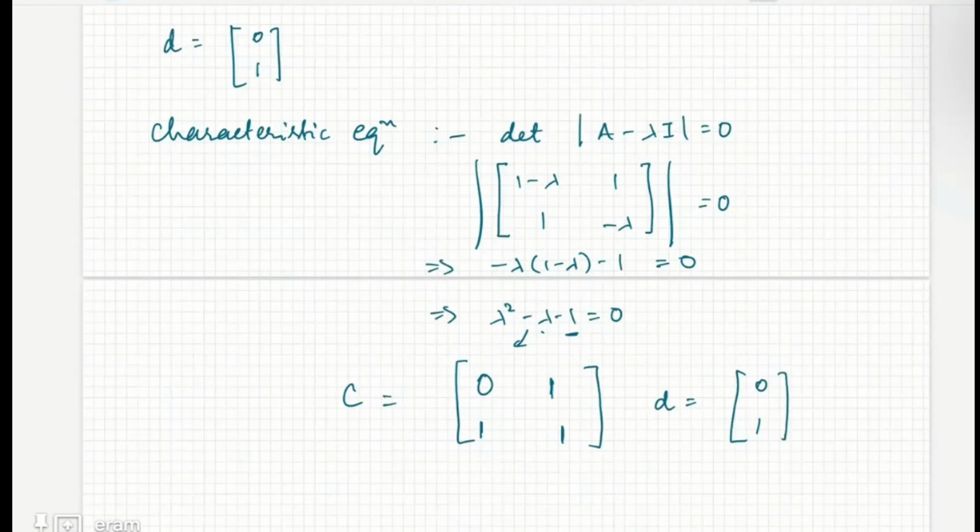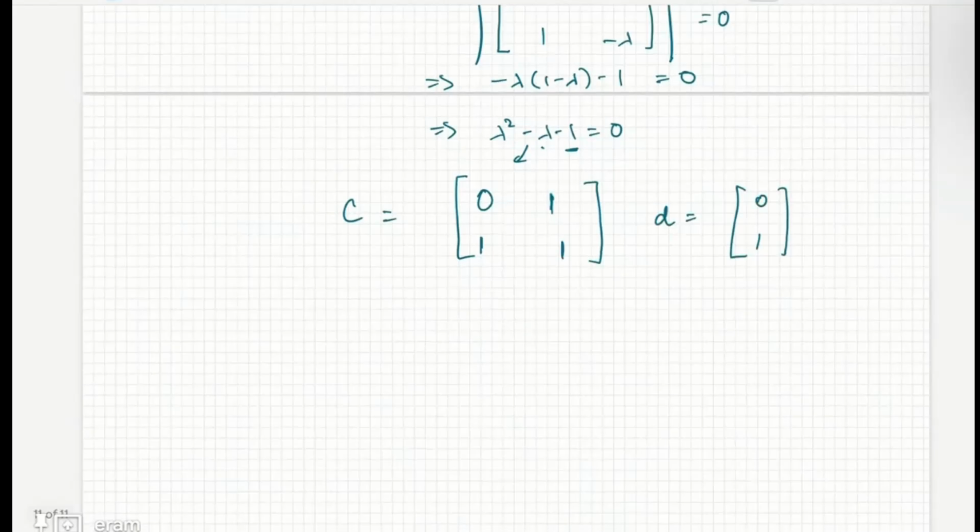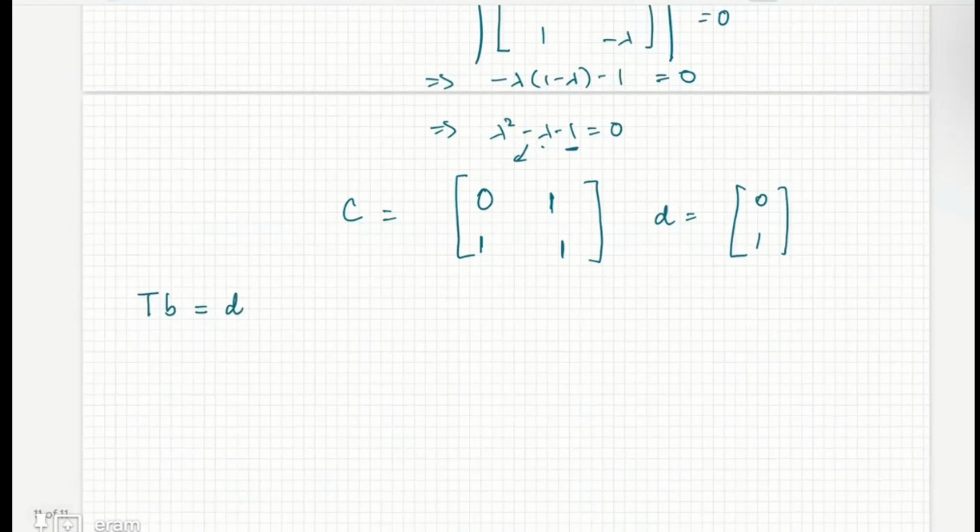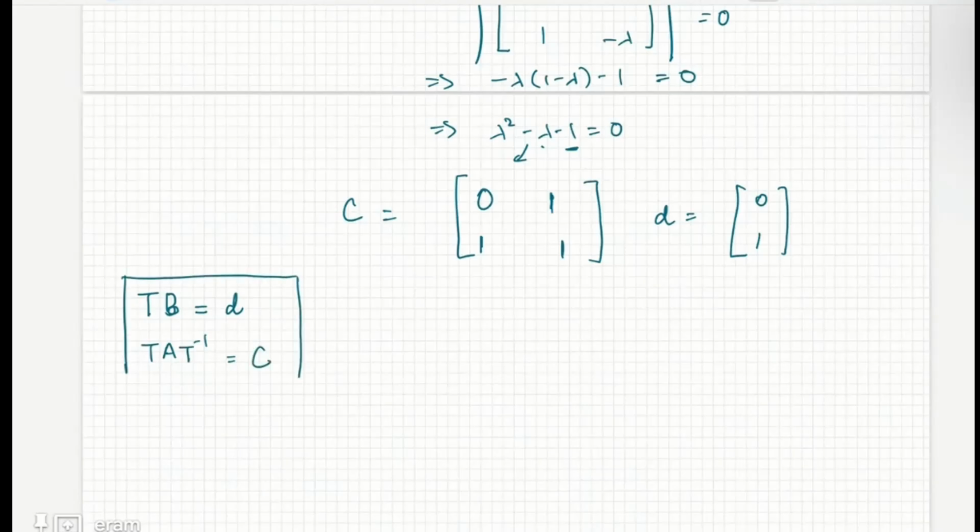Now how can we calculate T? For T we already know that T should satisfy these two conditions. The transformation that will lead us to this canonical form should be such that T into B is equal to D, and TAT inverse should be equal to C. So these two conditions need to be satisfied by T.